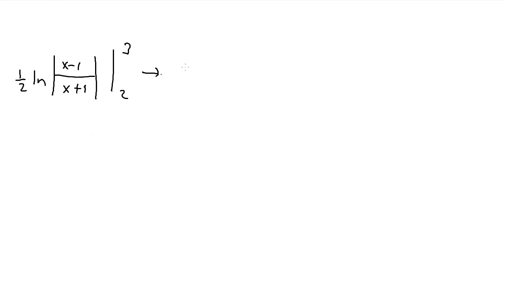So we get 1/2 times, now when I plug in 3 for x, we'll get ln of 3 minus 1, which is 2, over 3 plus 1, which is 4. So I can rewrite it as ln of 1/2, and absolute value of 1/2 is just 1/2. And then minus, when I plug in 2 for x, we'll get 2 minus 1, which is 1, over 2 plus 1, which is 3. Absolute value of 1/3 is just 1/3.